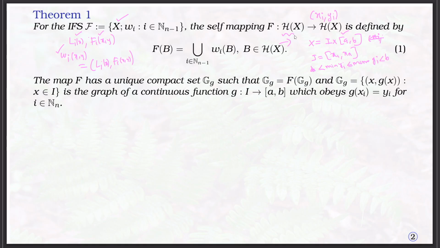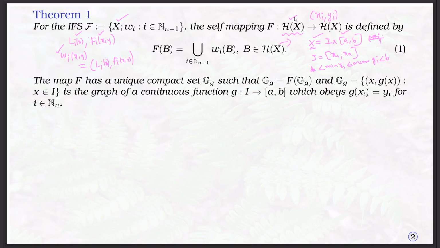Then what is H of X? H of X is the set of non-empty compact subsets of X. All possible non-empty compact subsets of X we can denote as H of X. It is the hyperspace of X. In the IFS theory, we proved that H of X is a complete metric space whenever X is complete. Here X is a complete metric space, therefore H of X is a complete metric space.